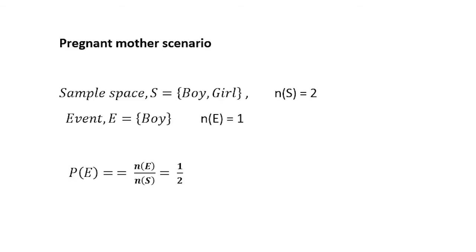We can also look at another scenario of a pregnant mother. We expect either a boy or a girl, meaning that our sample space will have 2 elements, which is a boy and a girl. And if we are required to determine the probability of getting a boy, then our event set will have a boy, meaning that to get the probability of having a boy, we shall have 1 out of 2.